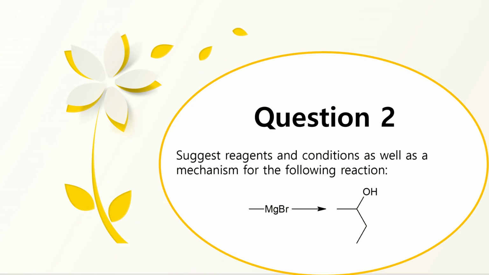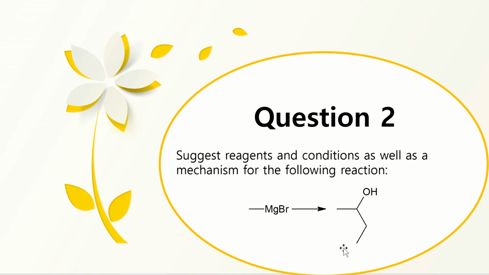All right, so let's look at question 2, which will give us an idea of what I'm talking about, just in case you have no clue. Question 2 says, suggest reagents and conditions as well as a mechanism for the following reaction. I hope that you pause the video and try to answer it before you look at the response. Here we have a Grignard reagent and we're given the product. So the same thing I was talking about earlier. We're given the product, we need to figure out what happened here. So how do you approach this question?